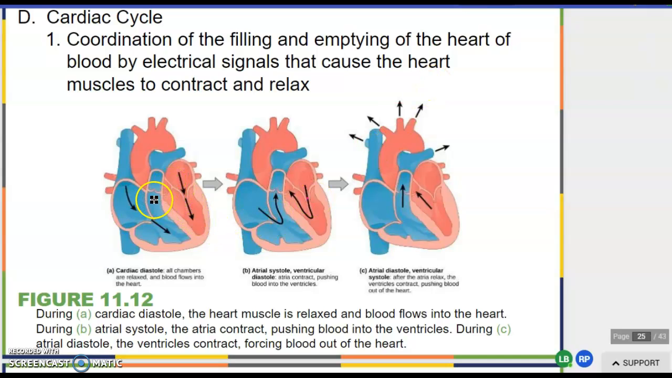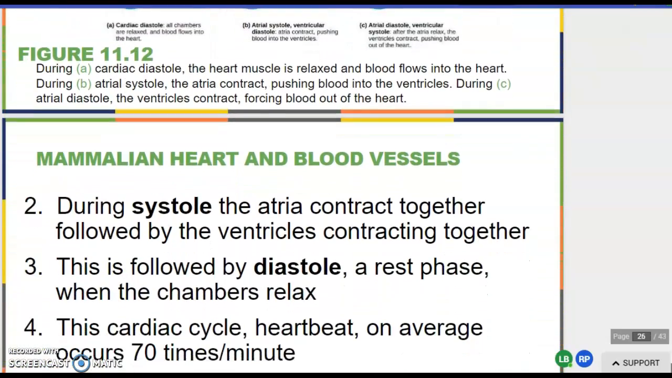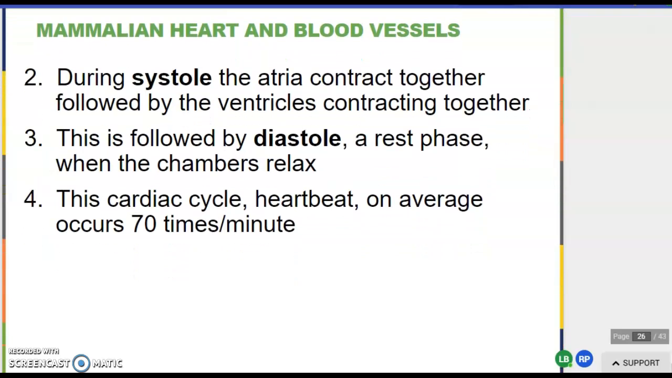Remember, blood's never blue. We just represent it with blue when it's deoxygenated so that we can tell it apart, but it's really always red, different shades of red, but always red. And again, this is just what is shown on that last diagram.